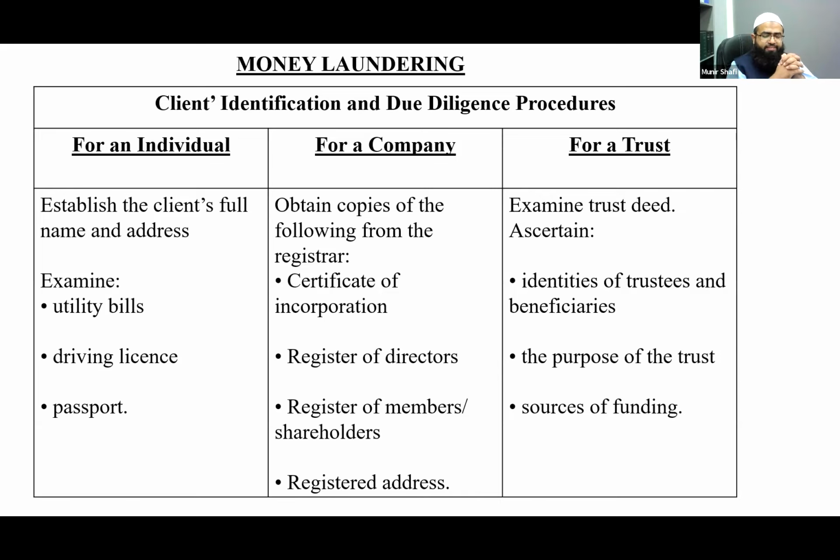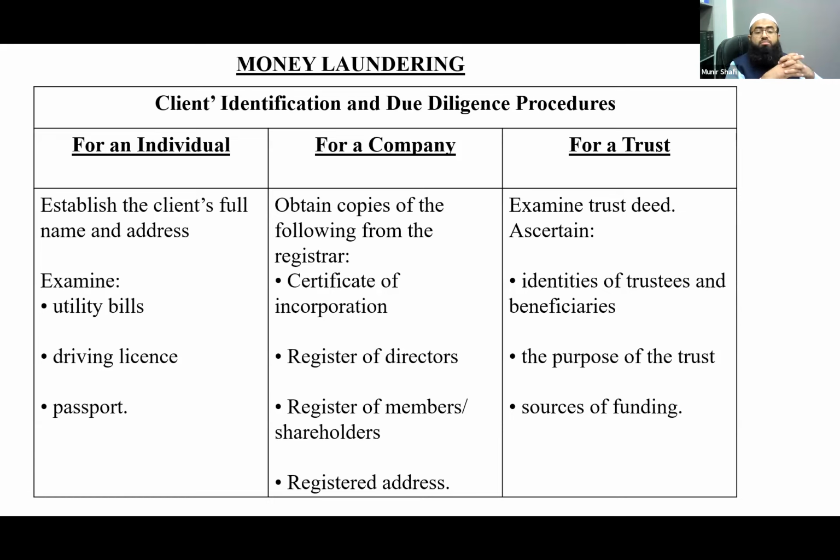For a company, obtain copies of the following from the registrar: certificate of incorporation, register of directors, register of members, shareholders, registered address. Who are the directors? What is the background check? Search Google for their background checks. Have there been any allegations in the past? Have there been any trust issues with the government? If these are the cases, the due diligence might not be that green, might not be that encouraging.